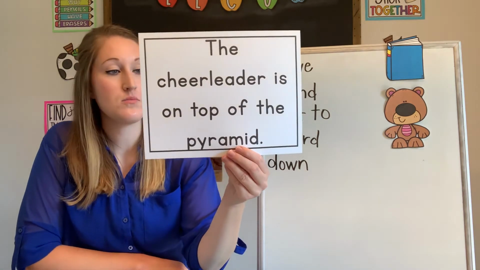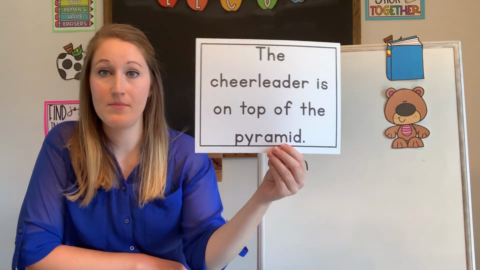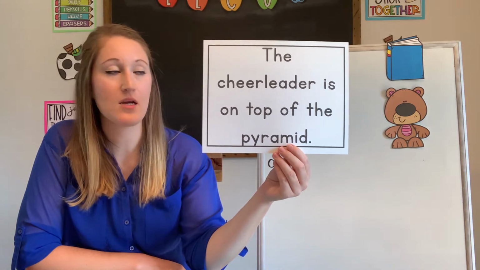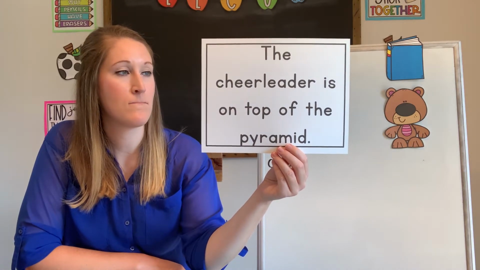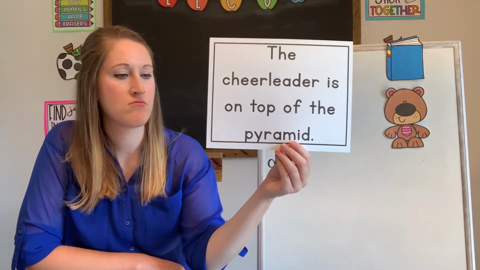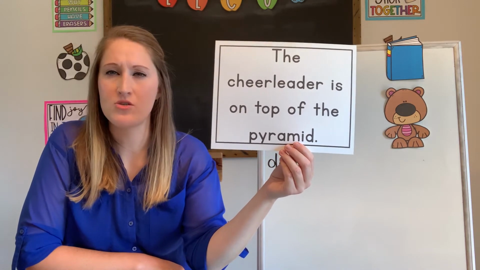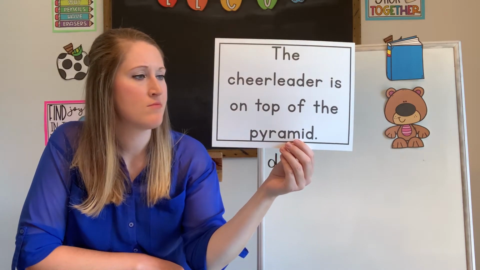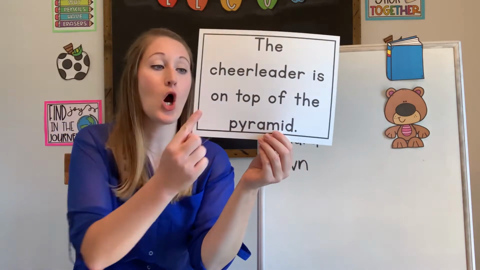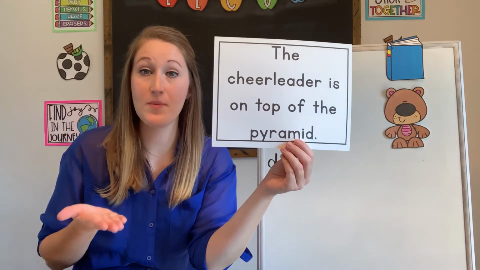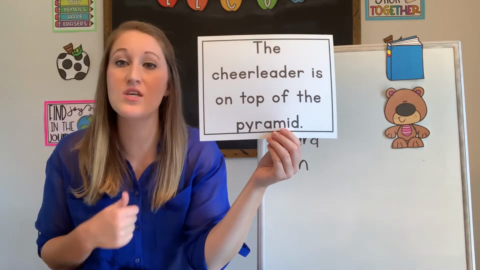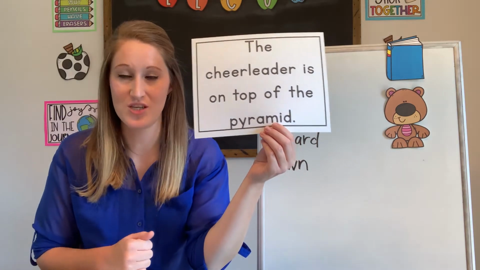The cheerleader is on top of the pyramid. Let's look at the cheerleader. Can we talk about her direction, her time, her location? Yeah, she's on top. She's on top of the pyramid. The cheerleader is on top of the pyramid. That tells us where she's at, her location. Very good.